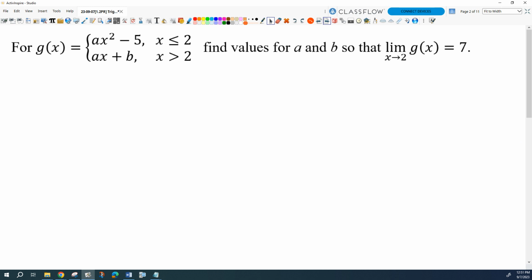They give us another piecewise function with some parameters included, a and b. They want us to find values for a and b so that this limit of g of x exists and equals 7 as x approaches 2. Okay? How can I do that? They're telling me that the limit equals 7. By the limit, we mean two-sided limit, right?